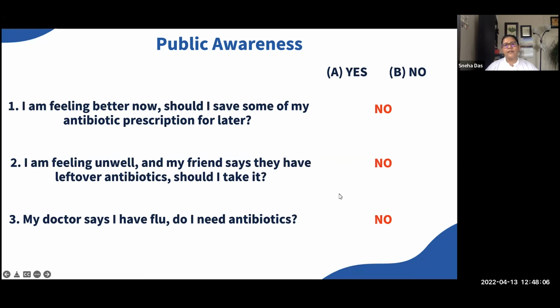Again, I see a lot of no's, and that's right, because antibiotics don't work for viral infection. There are new antiviral drugs, but antibiotics are specifically for bacteria. So you don't need them for viral infection.